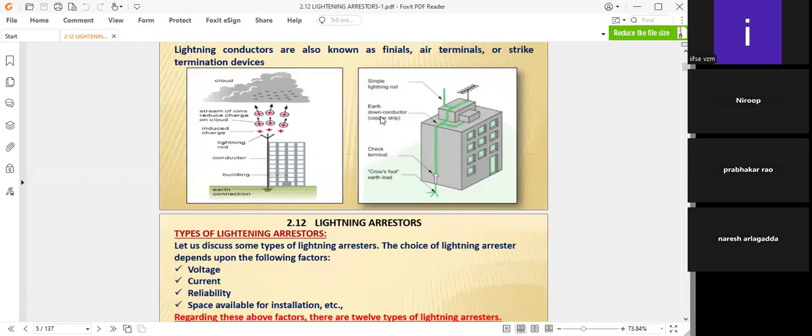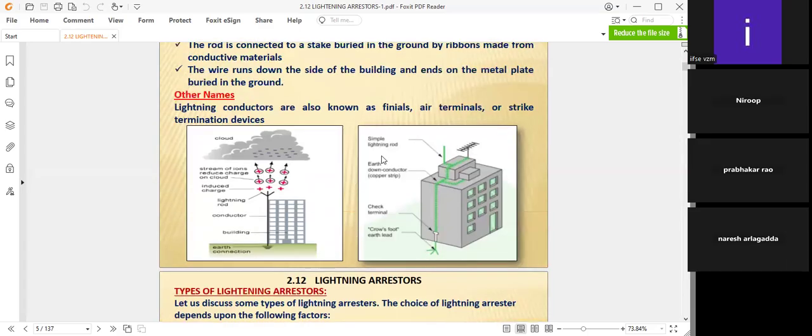Earth, down conductor, copper. This is what is called the earthing wire. Check, terminal. The crow's foot. That is the foot of this earth. Therefore, the earthing will be taken. This is one way; you can say the source, the path and the receiver are very important.